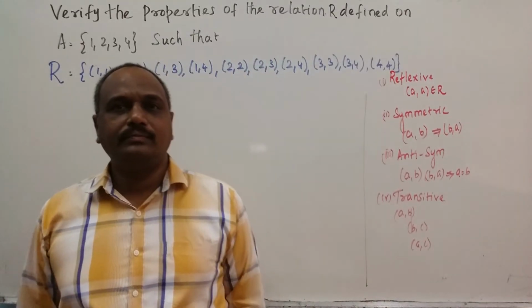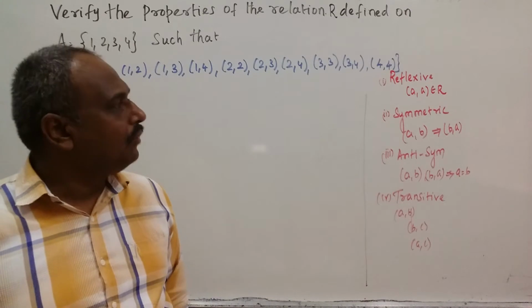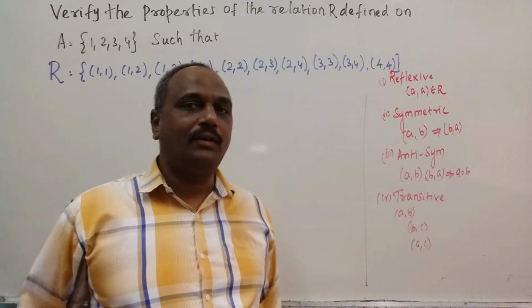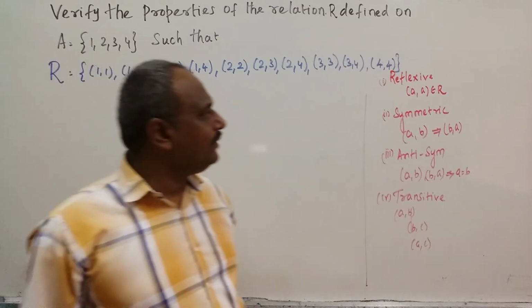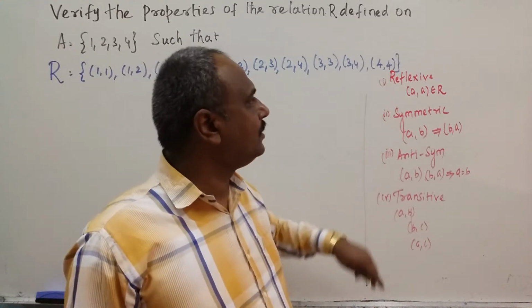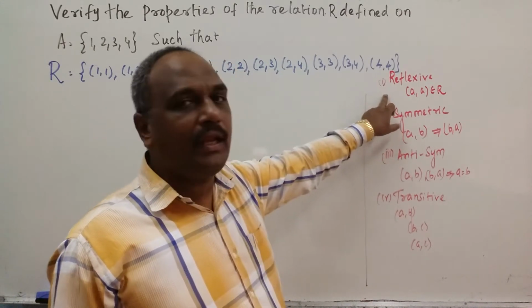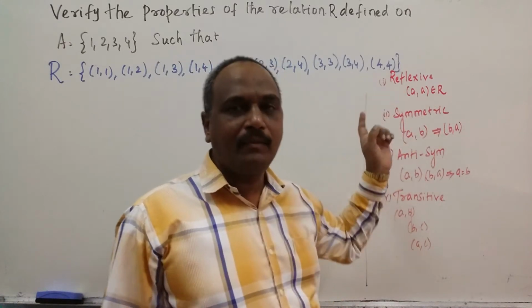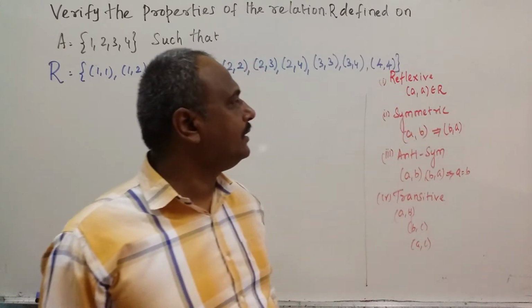Welcome back, student. In this video we are going to discuss one more sample problem on properties of relation. In the last video we defined four properties of relation. First, reflexive. The meaning of reflexive is (a, a). When I take an element, I should have both the terms related in the relation.